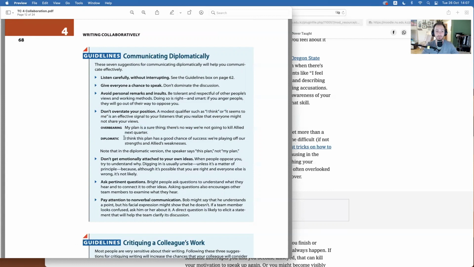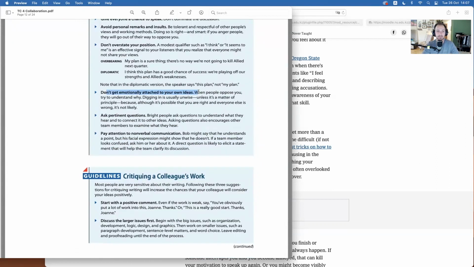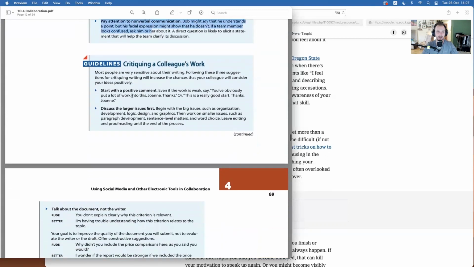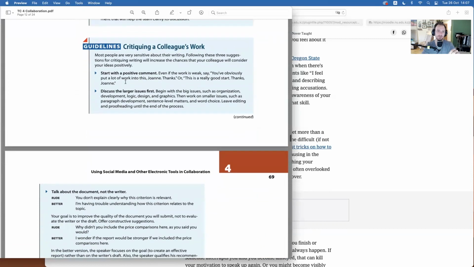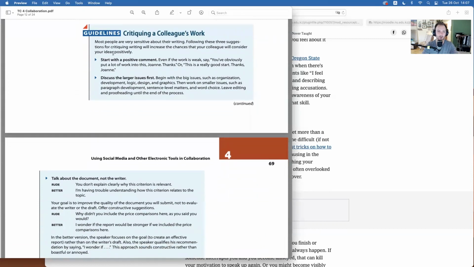And instead, we want to use more diplomatic language. We want to use "I," or "it seems to me." We don't need to be so emotionally attached to these ideas. We need to be okay with hearing other people's opinions and also giving our opinion. And so you can go through those. But really, the main ones I want to get to is right here, critiquing work.